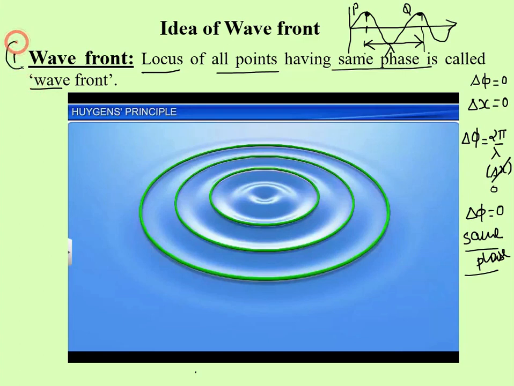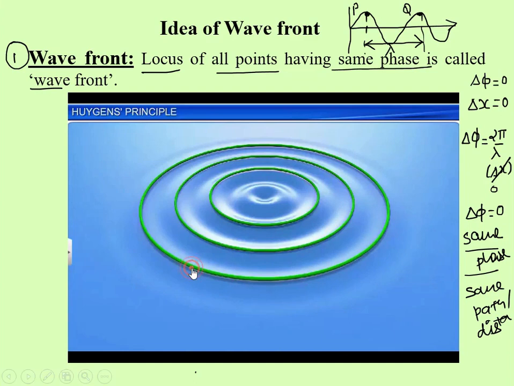Locus of all points having same phase is called wavefront. This is the first terminology we are studying in wave theory. Wavefront, we have to draw a locus of all points having same phase. Same phase means phase difference zero. If phase difference is zero, that means path difference is zero. Path difference zero means they are at same path or same distance. Same distance from the point of disturbance should be a circle. That's why all these wavefronts are circular in nature.